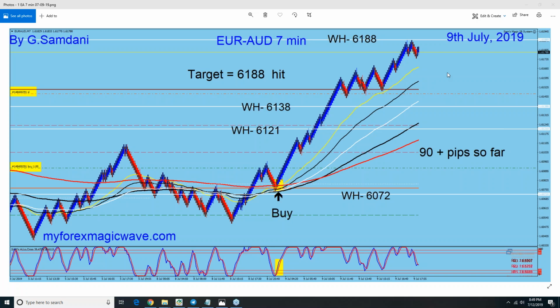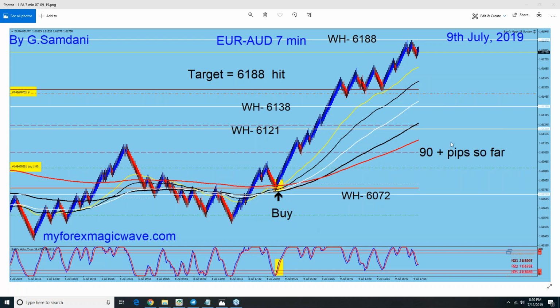The week started on the 8th of July, and I made a couple of entries on the 8th but didn't close the trades because the news was strong, and let them run. For example, this EUR-AUD, the entry was on July 8th. Here it was a little bit bearish, but because of the news, it bounced above the wave and gave me a solid entry, and went all the way to my target, 61.88.